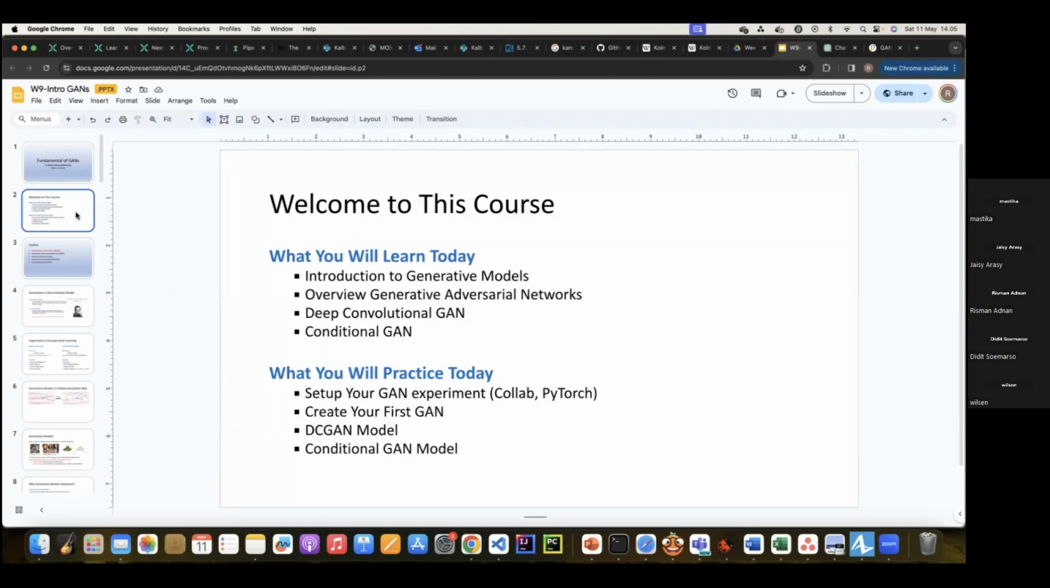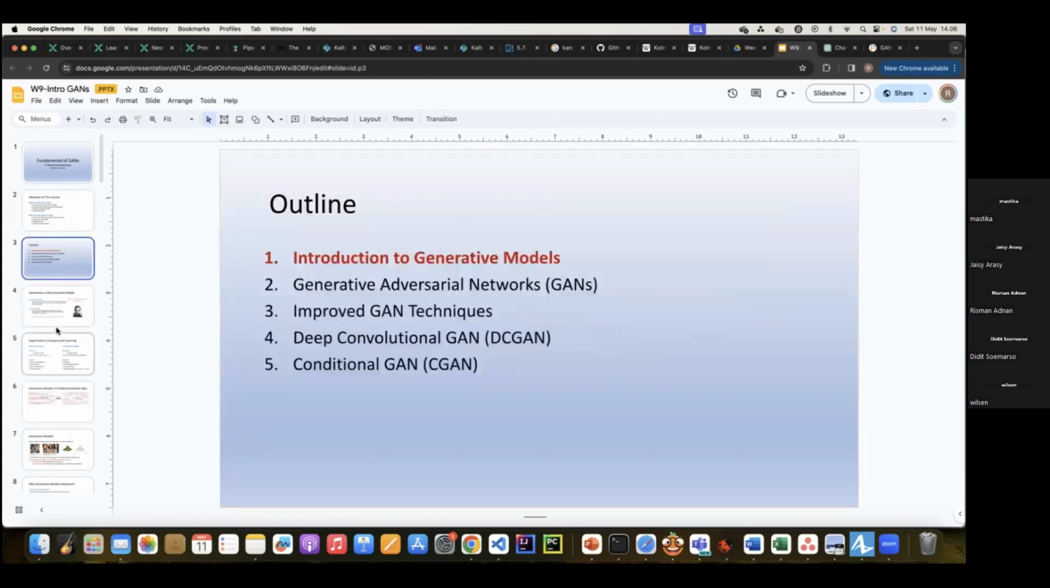So you have to understand what generative models are and how GANs work. And let's see some early models called deep convolution GAN, or DCGAN, and conditional GAN. And you have to be able to build your first GAN using Colab and PyTorch. So let's start with what generative models are.